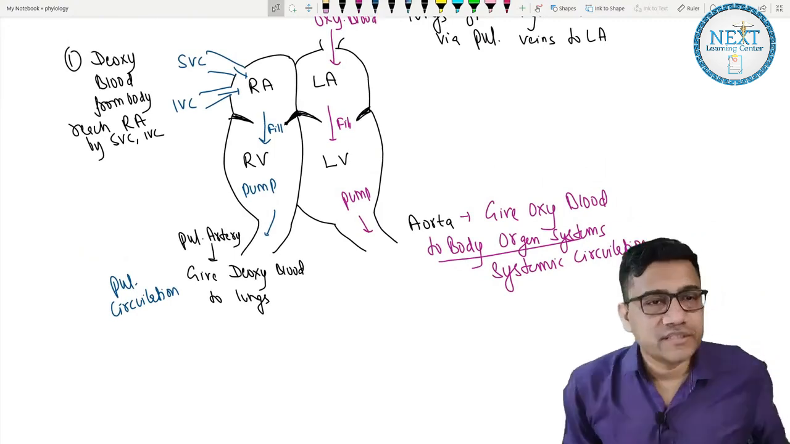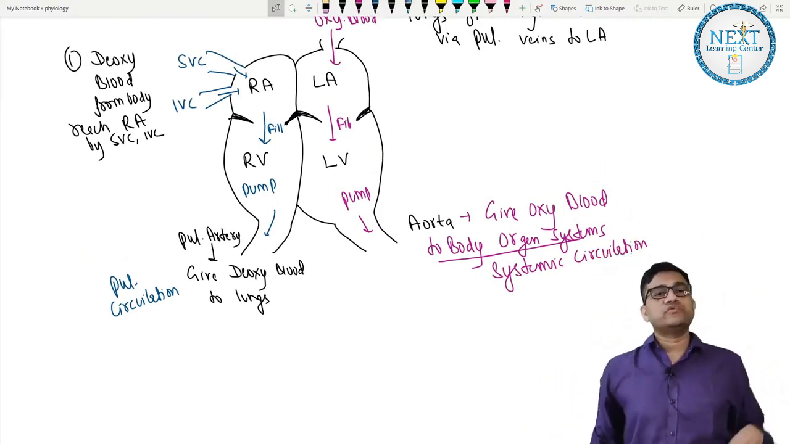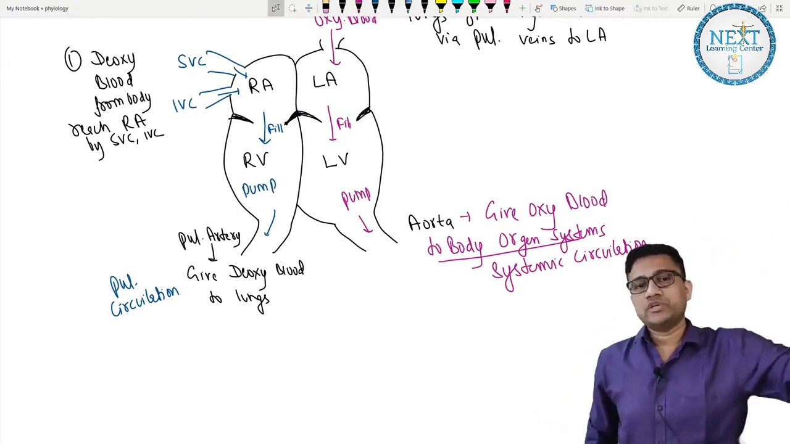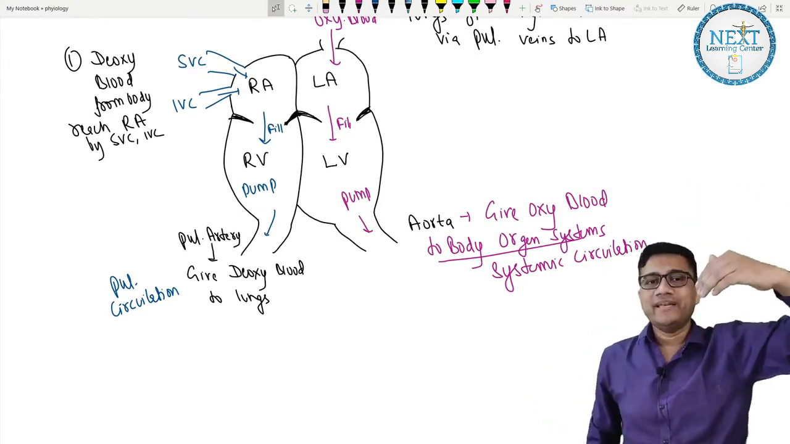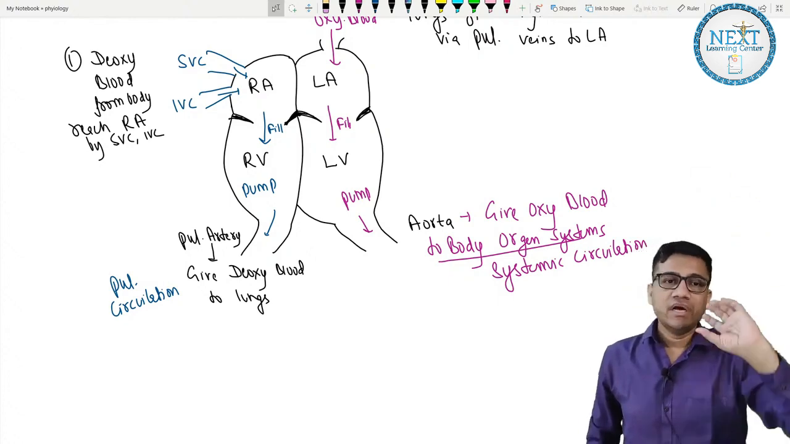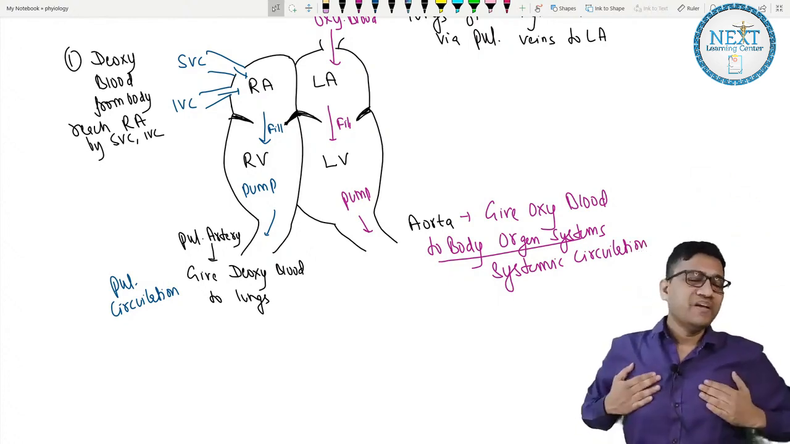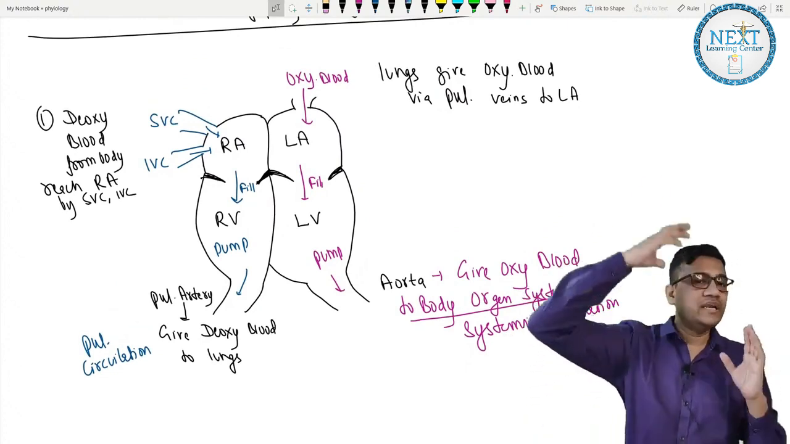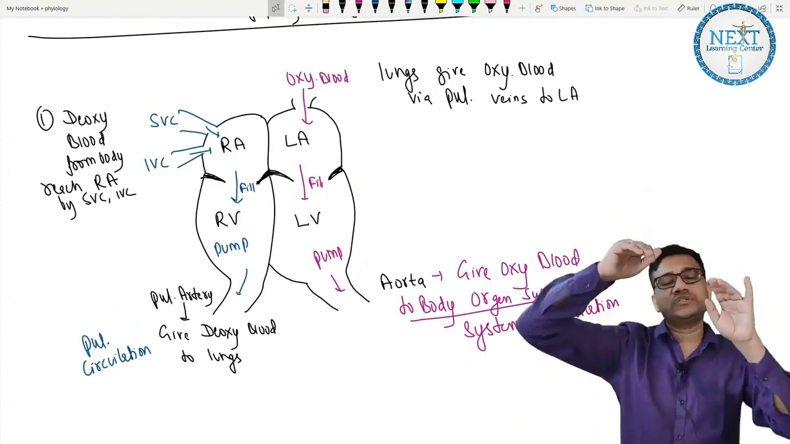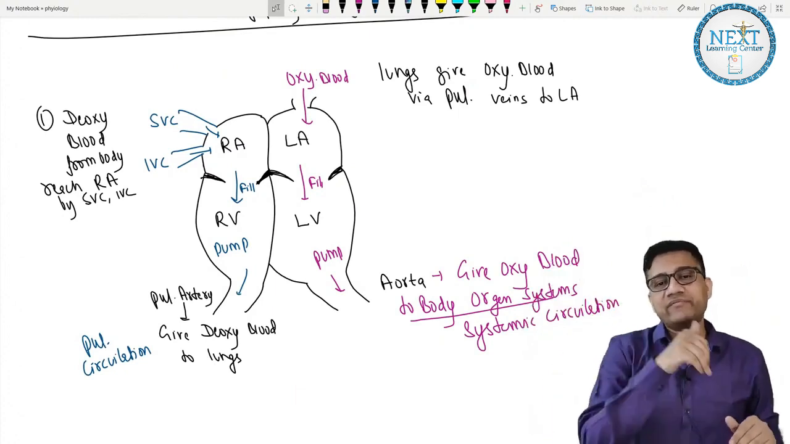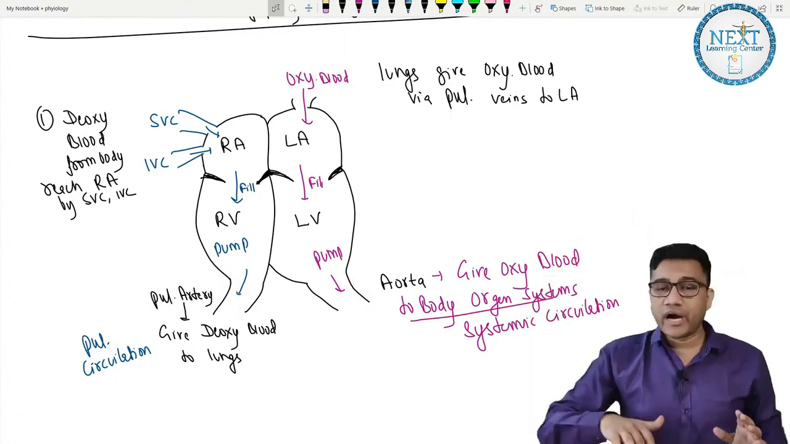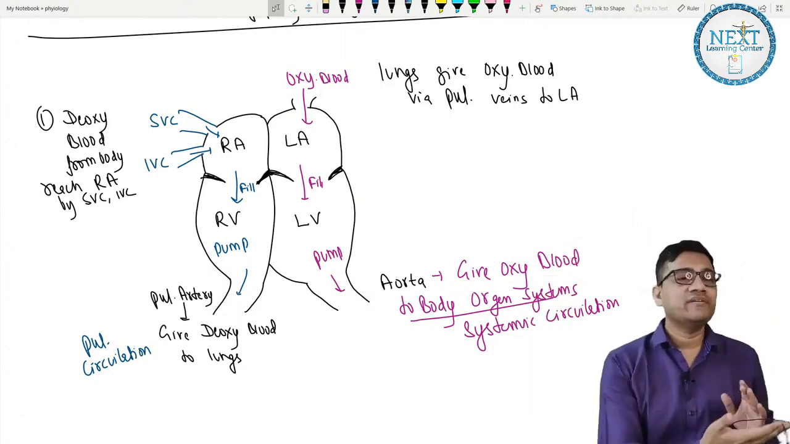So what is the whole story? We start with, let's say, the right atria. Deoxy blood goes to the right atria, to the right ventricle, and is pumped to the lungs. Lungs will then give oxy blood to the left. Imagine the lungs are above the heart. The left atria gives to the left ventricle, to the aorta, to the body, and the body will again give back to the right.